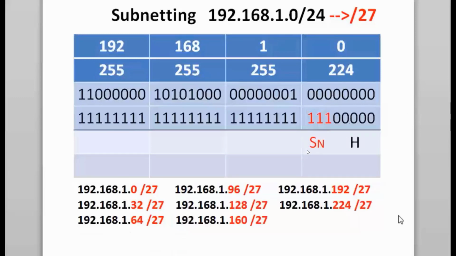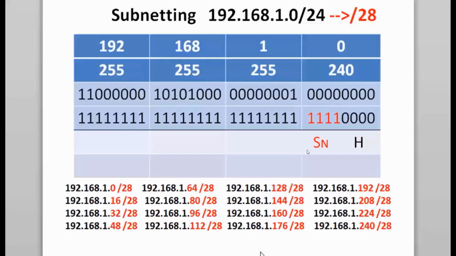If I borrow 3 subnetwork bits, I now have a /27, so it goes from /24 to /27. I have 3 subnet bits. 2 to the 3rd power is 8. 2 times 2 times 2 is 8. And you can see that I now have 8 subnets, or 8 subnetworks, created from the original 192.168.1.0 network. Each subnet is now /27. Notice that there are now 32 hosts, or 30 usable hosts, per subnetwork.